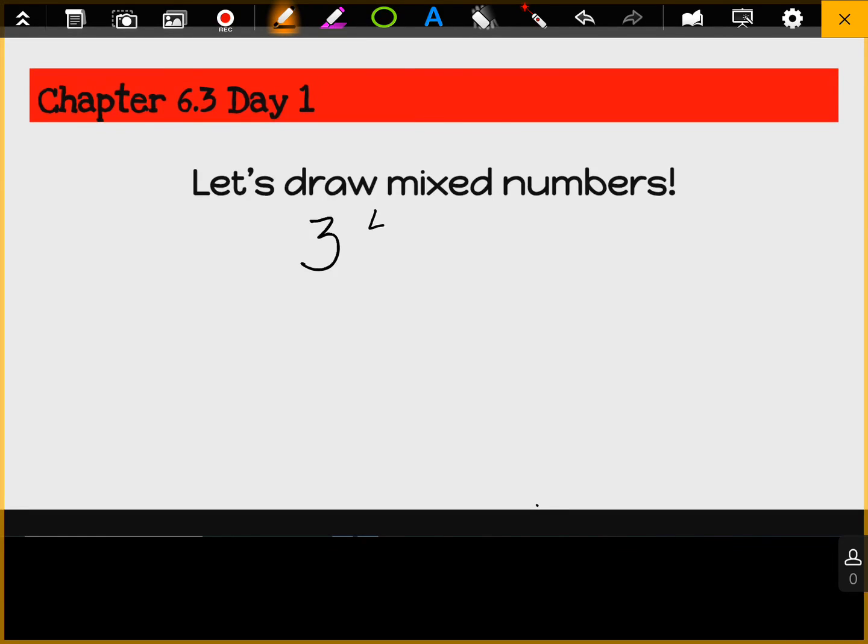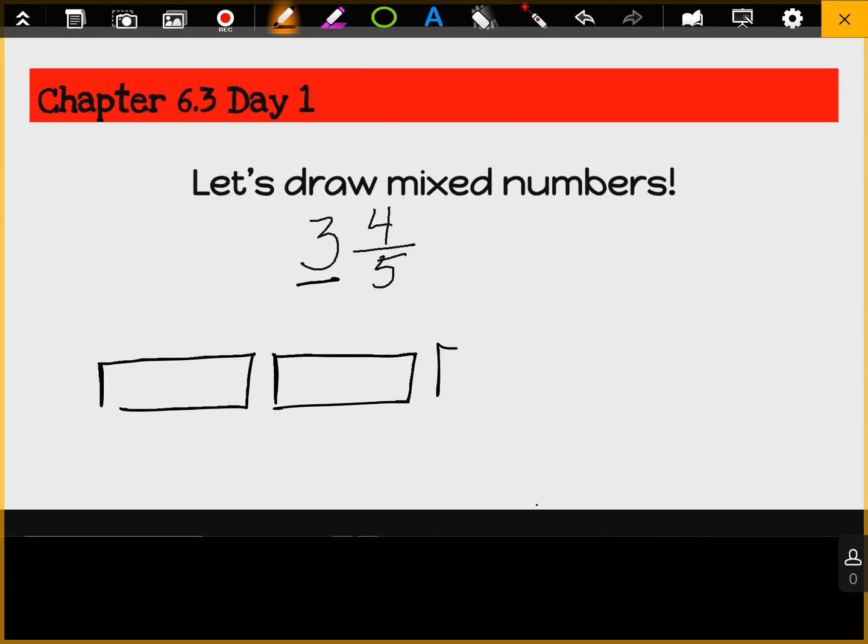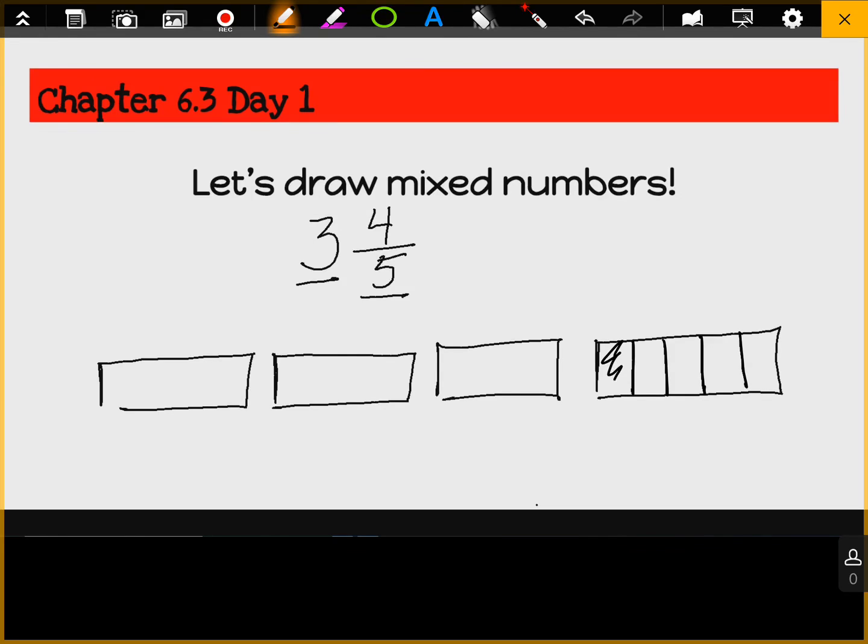3 and 4/5. Start with your whole number, 3 wholes. Then add on your fraction, 4/5. To get 4/5, I'm going to take my whole, cut it into 5 equal pieces, and color in 4 of them.